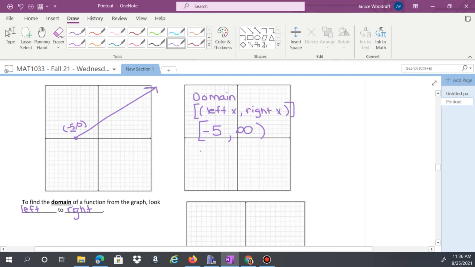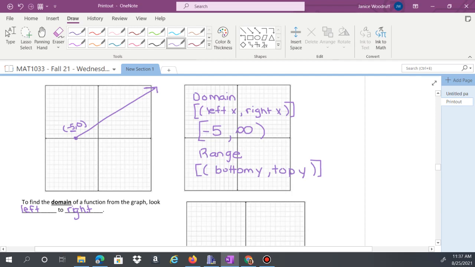Now the range, okay, now the range is the y values. So y is up and down. So for the range, you're going to start with either a bracket or parentheses, and then you're going to go your bottom. So you're going to start from the bottom and go to the top. So your bottom y, and then your top y. And then either a parentheses or a bracket. So now I'm going down, up.